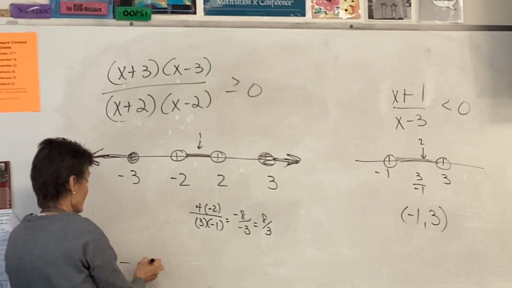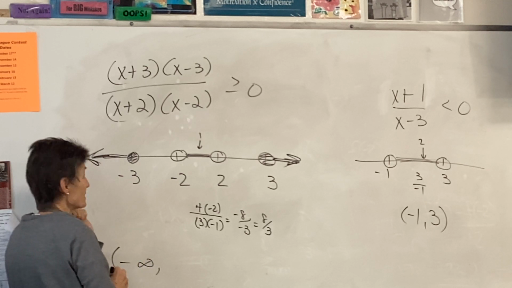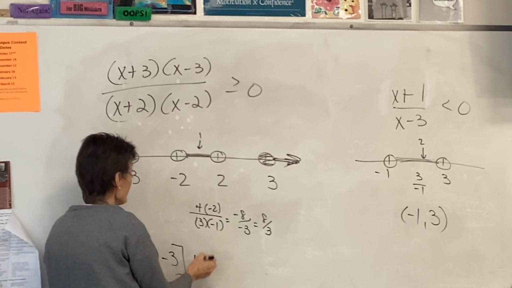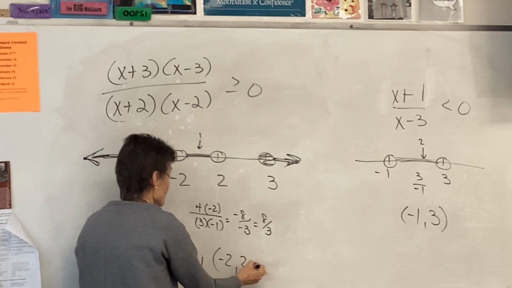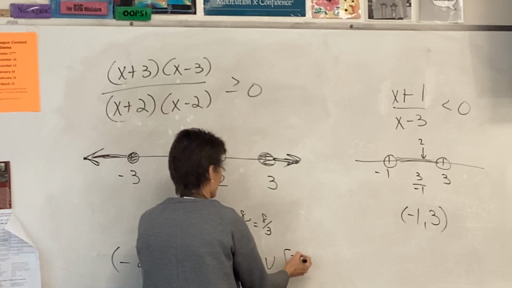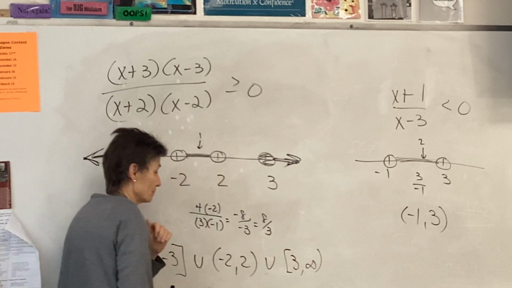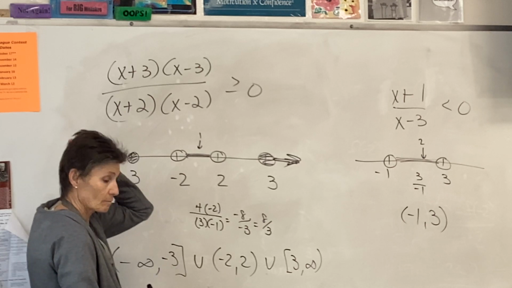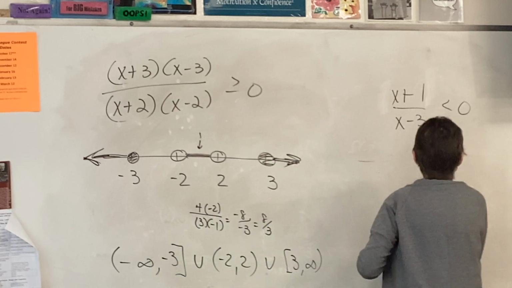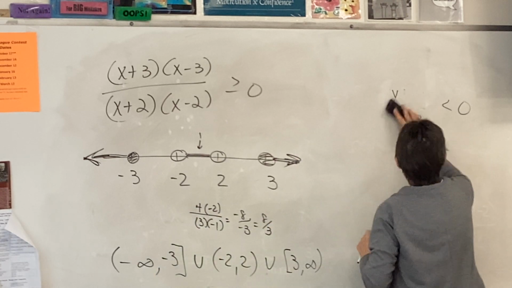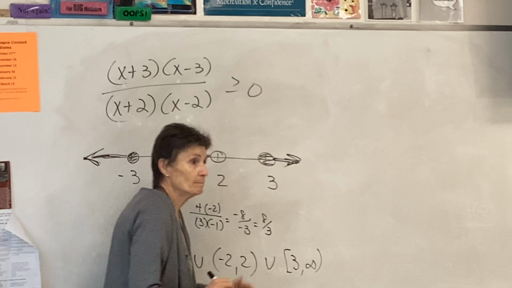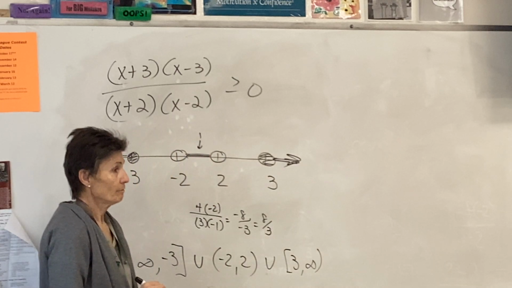Not on the infinity. The infinity, remember, is always parentheses, but the -3 is gonna be bracketed. Or -2 to 2 in parentheses, because those are open. Or 3 to infinity. Okay. Easy enough?